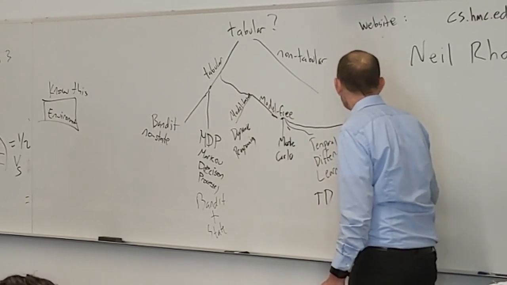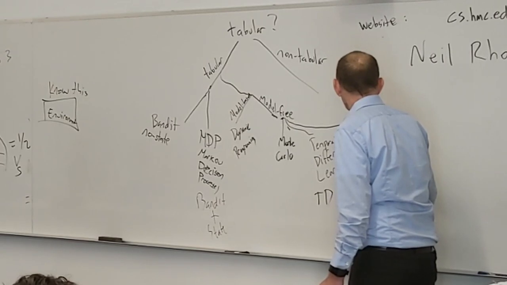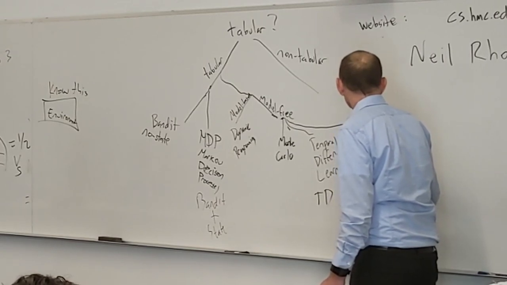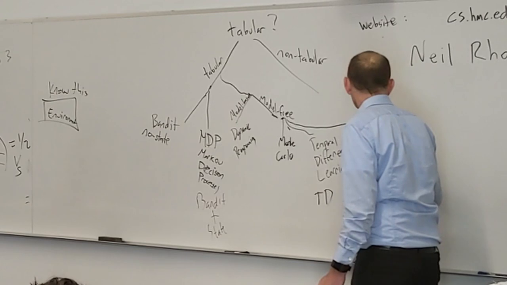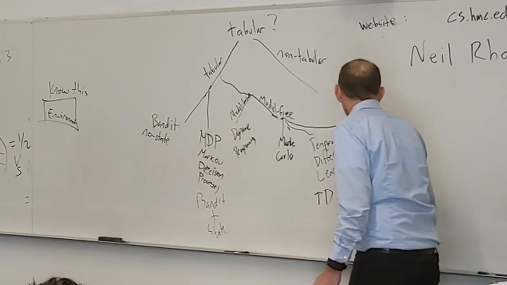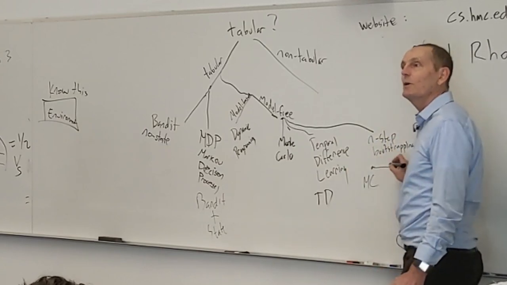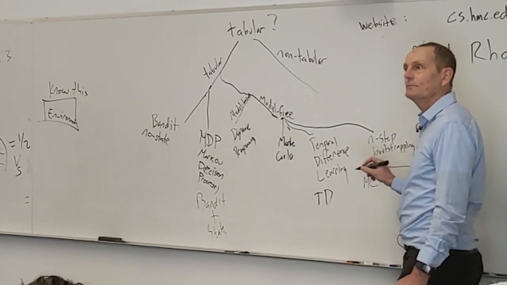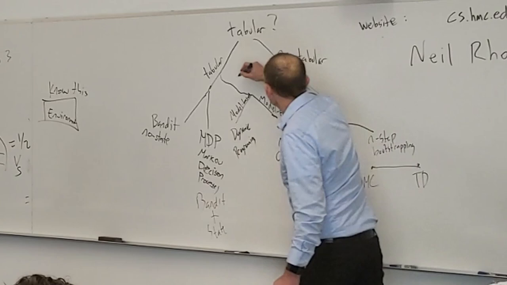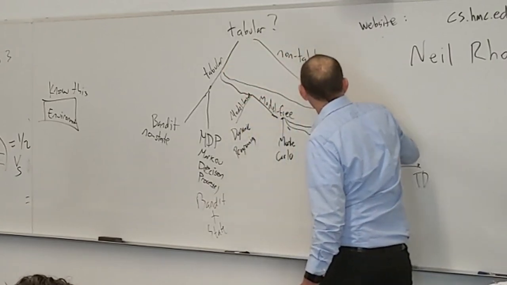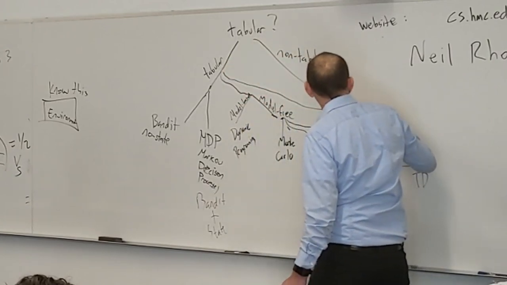So this is basically a spectrum between the Monte Carlo and the TD, where you can actually choose anywhere along the spectrum that you want to combine those two. And then finally, in this tabular method, we're going to look at planning.